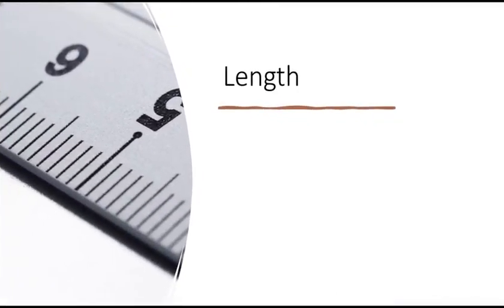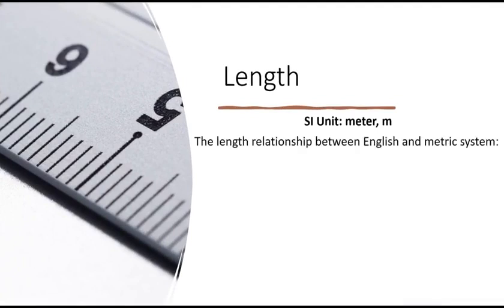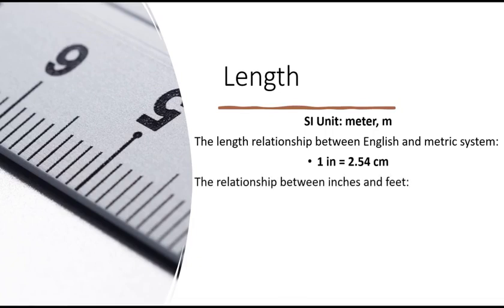Let's consider length. Make sure that you know that the SI unit for length is the meter. The length relationship between English and the metric system, since we might need to convert between the two, is that 1 inch is exactly 2.54 centimeters. The relationship between inches and feet, 12 inches are equivalent to 1 foot. Make sure that you know.